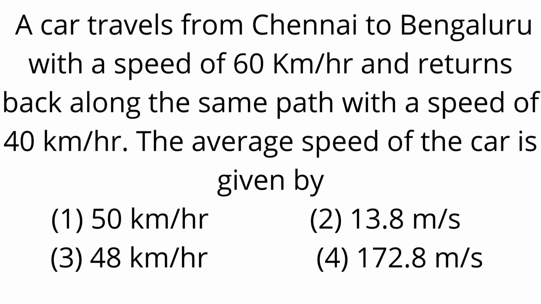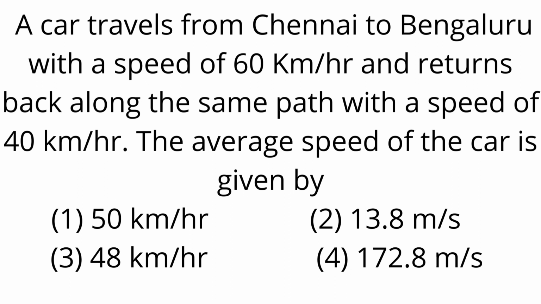The first question is: a car travels from Chennai to Bengaluru with a speed of 60 km per hour and returns back along the same path with a speed of 40 km per hour. The average speed of the car is given by. The four options are given. First, let us calculate what is the average speed before checking the options.